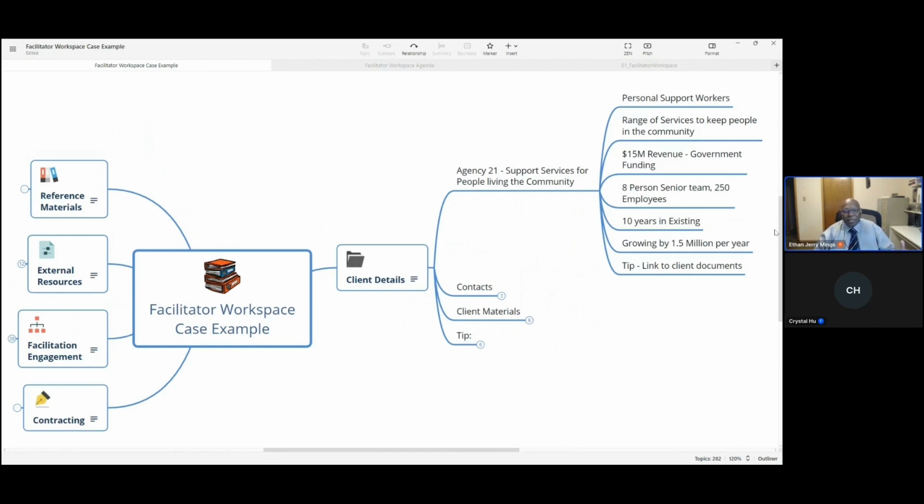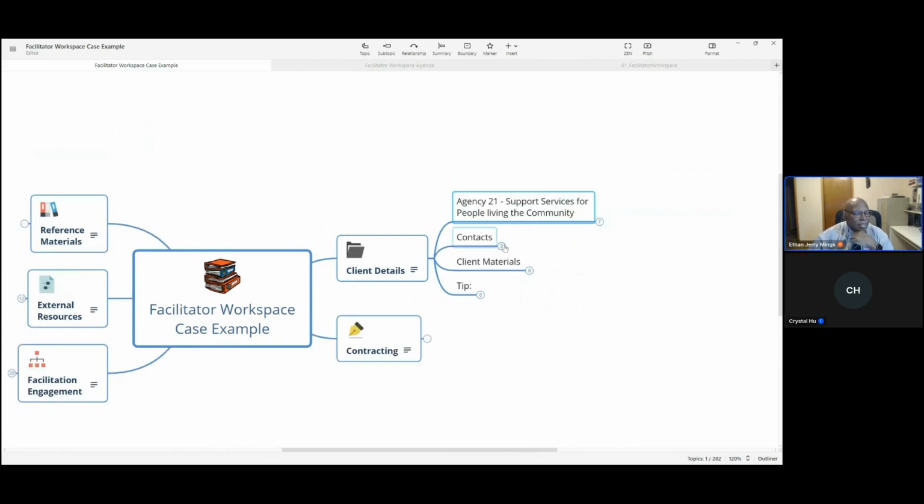They're across the community, so they're in different homes, apartment buildings, townhouses, different things. They receive $50 million in revenue from the government each year to support this type of work as part of the system planning. They have an 8-person senior team and 250 employees. They've been 10 years in existence, and they're growing by about 1.5 million a year. And my tip here is you can link all of those important documents in one place using the linking function. And it's very helpful to do that.